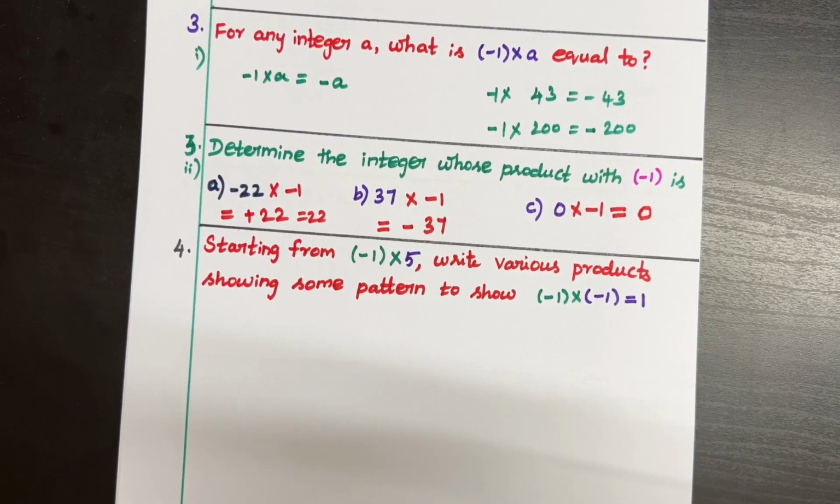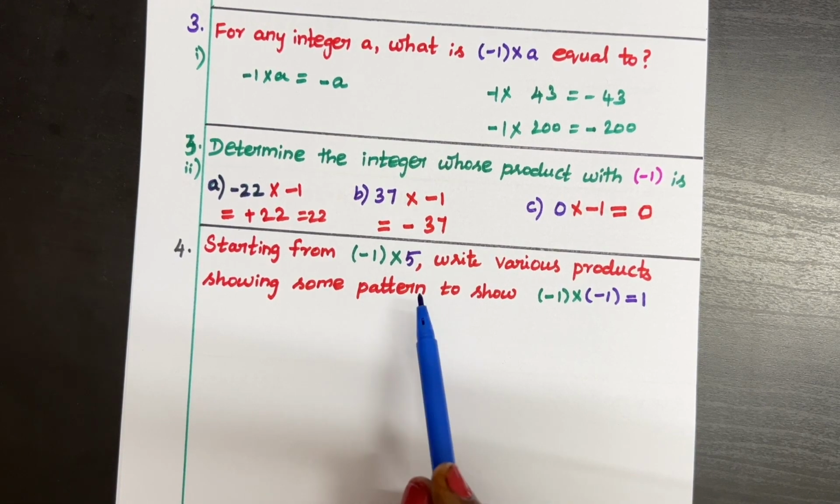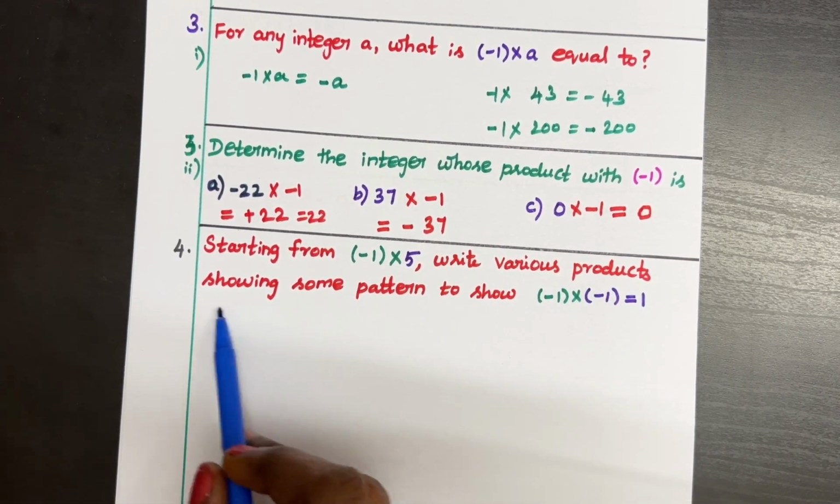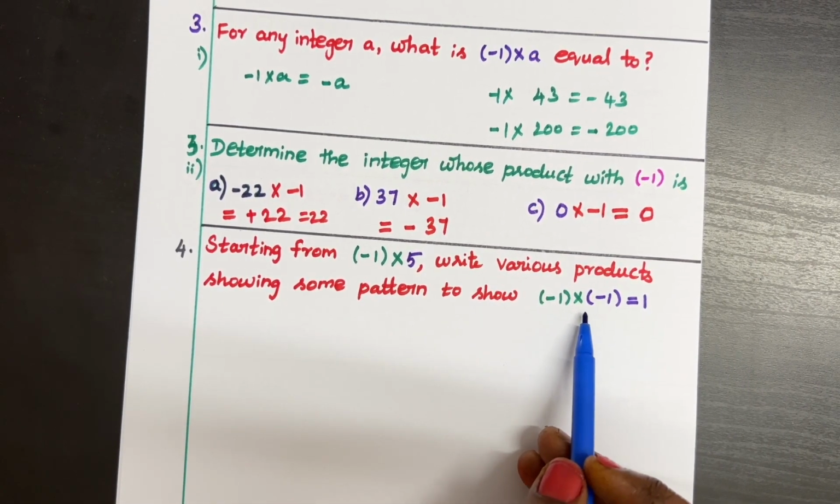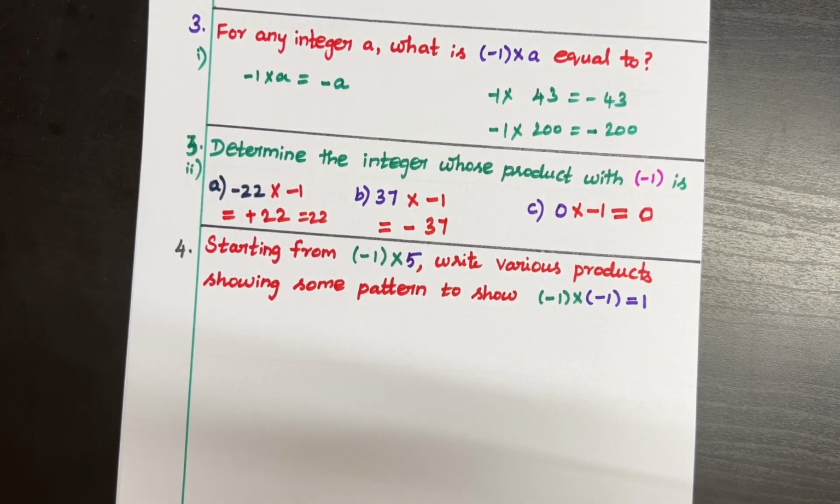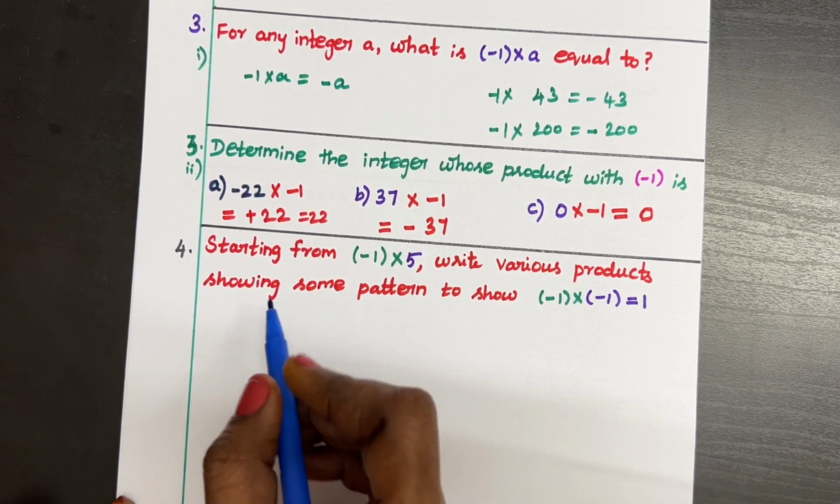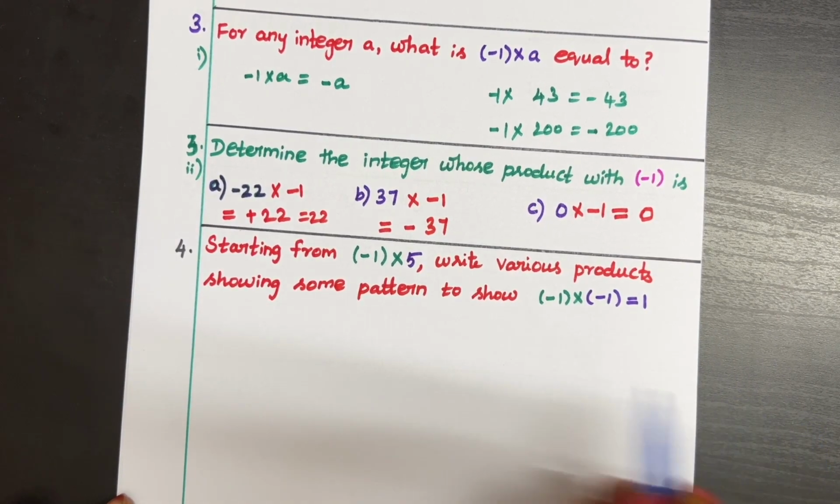Now fourth question. What is the fourth question? Starting from minus 1 into 5, write various products showing some pattern to show minus 1 into minus 1 is equal to 1. First we will write the product, then we will write the pattern.